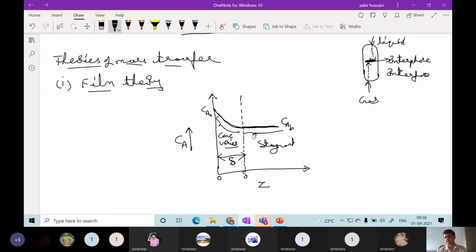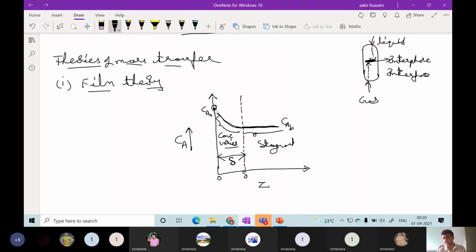Concentration varies in this region, but here the concentration will not vary. The film theory tells that whenever mass transfer is taking place, an instantaneous film will be formed. This film allows component A to transfer into some other fluid which is within this liquid.